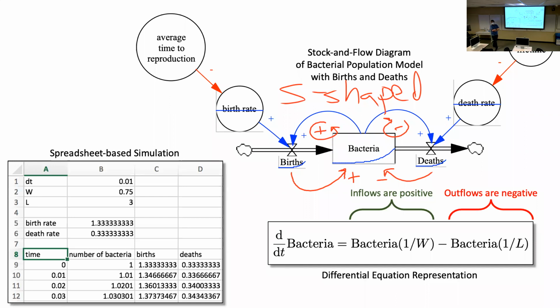Any other questions about that? And outflows are negative, that is basically saying there is this implicit negative feedback loop, and inflows are positive is saying there's this implicit positive link. Okay, questions online about that? All right.